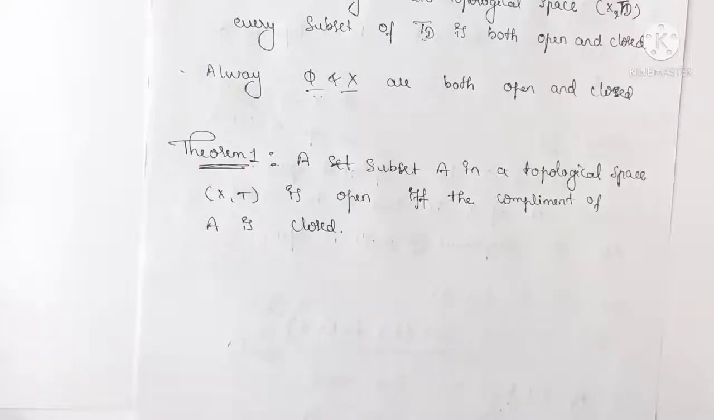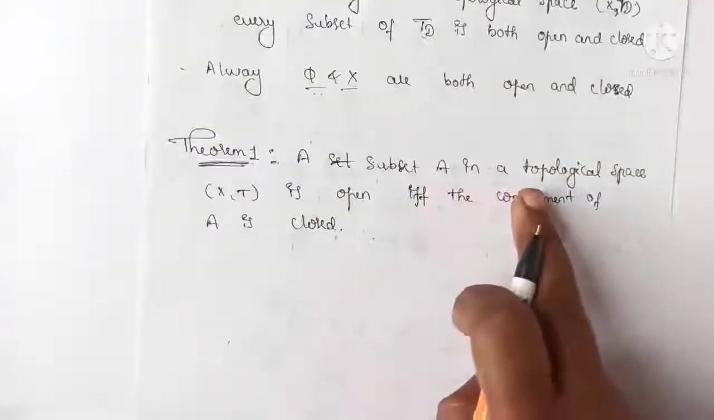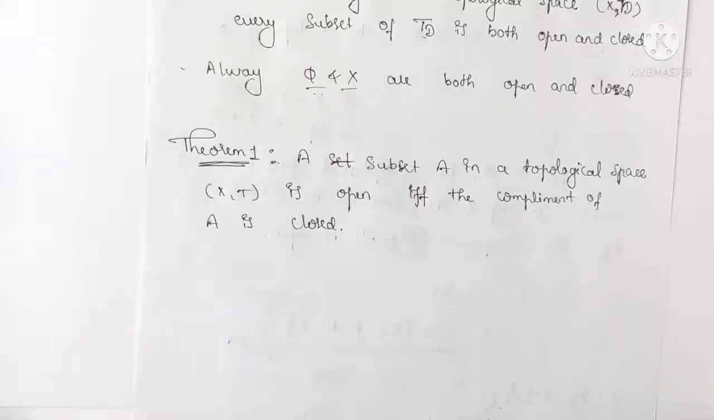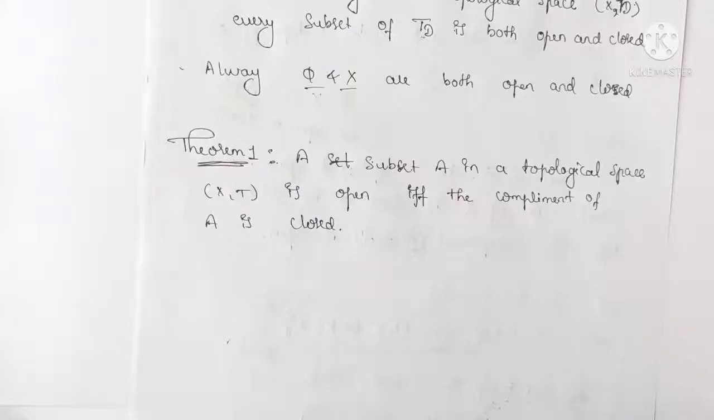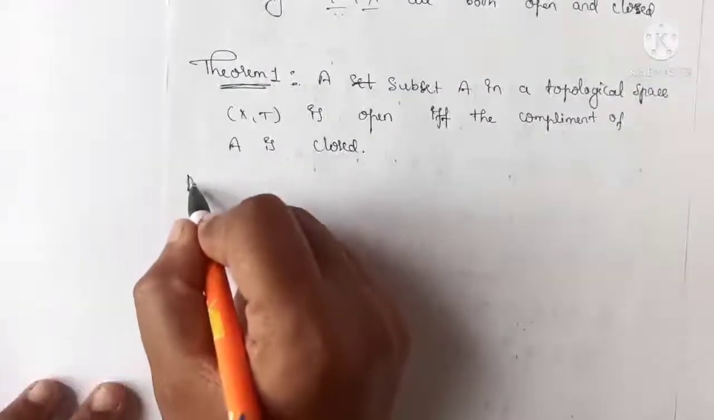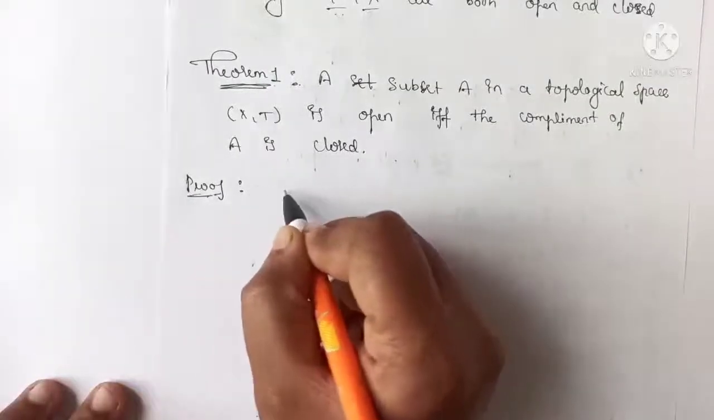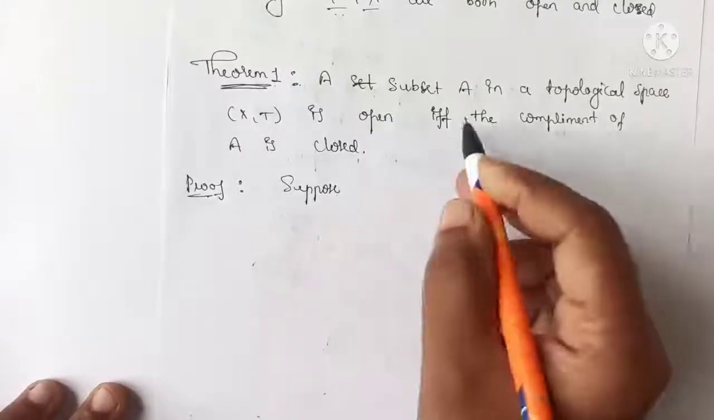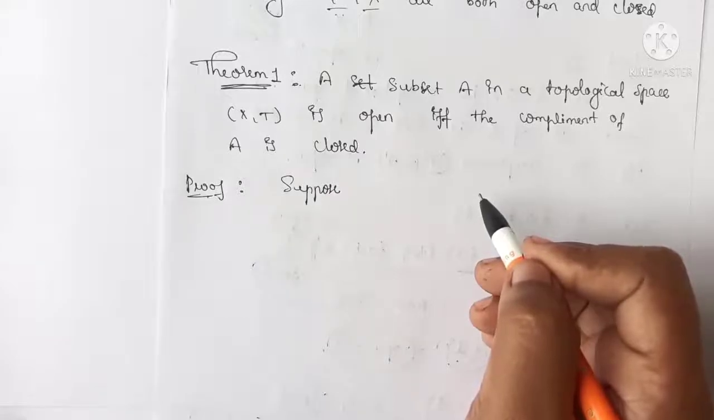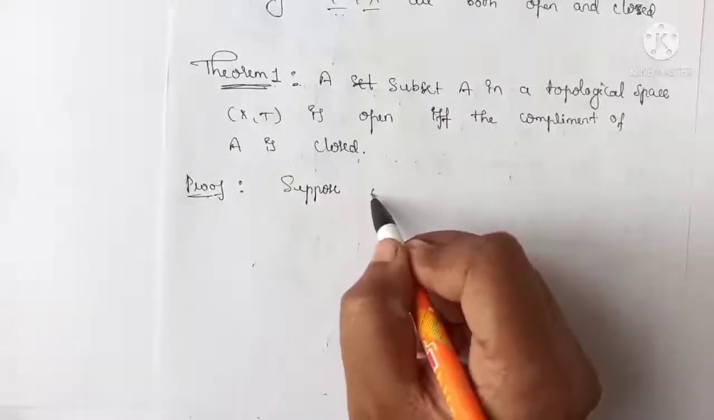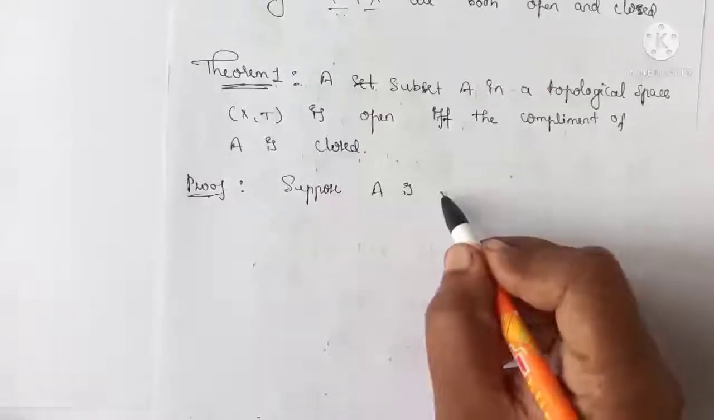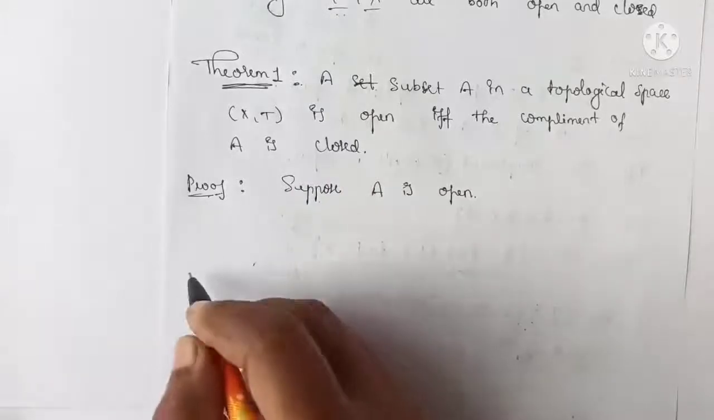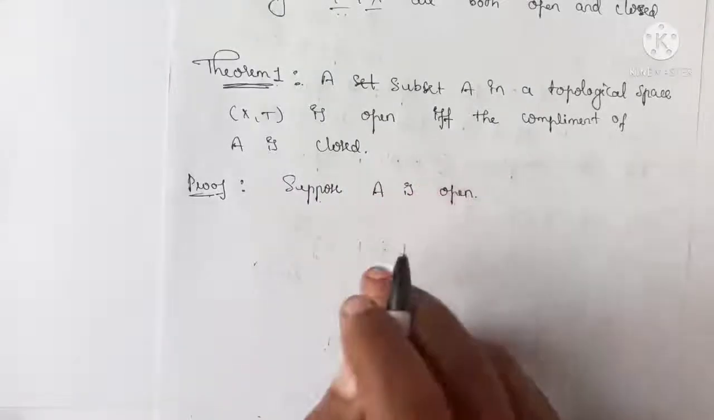So similarly, if we take the reverse case, a subset A in a topological space is said to be open if and only if its complement is closed. So we have to prove this in two parts, one is the necessary condition and another is the sufficient condition. Okay, proof. Suppose we assume in the first condition that A is open, then we have to show that its complement is closed.